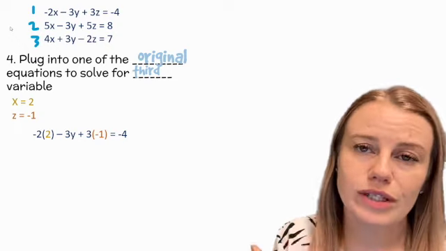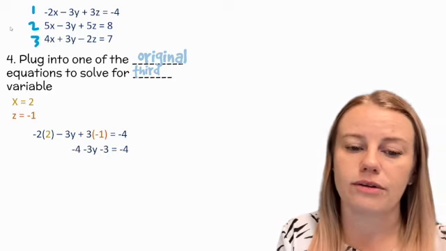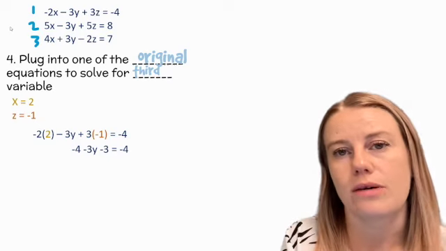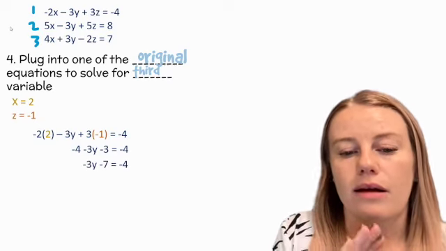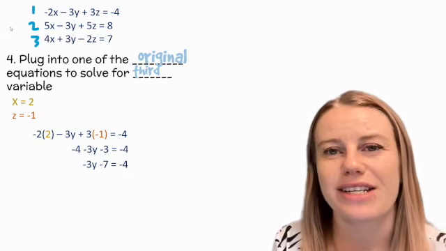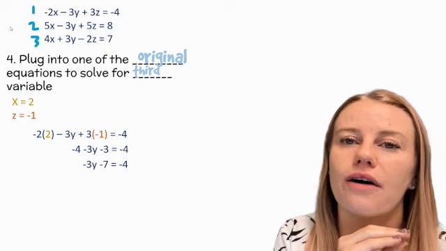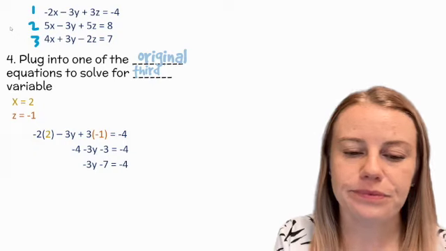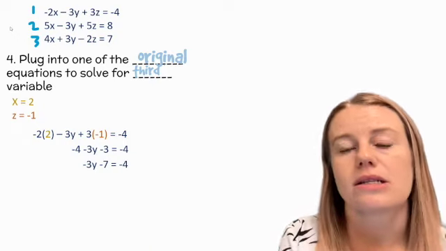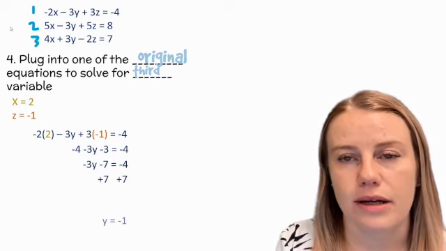Negative 2 times 2 is negative 4. Negative 3 times negative 1 is positive 3. So it's negative 4 minus 3y plus 3 equals negative 4. Combine my like terms, which is my numbers. So negative 4 plus 3 is negative 1. So now I need to work on getting y on the left-hand side by itself. Right now it's being multiplied and then subtracted. So let's do the opposite. Opposite of subtraction is adding. So add 1 to both sides.